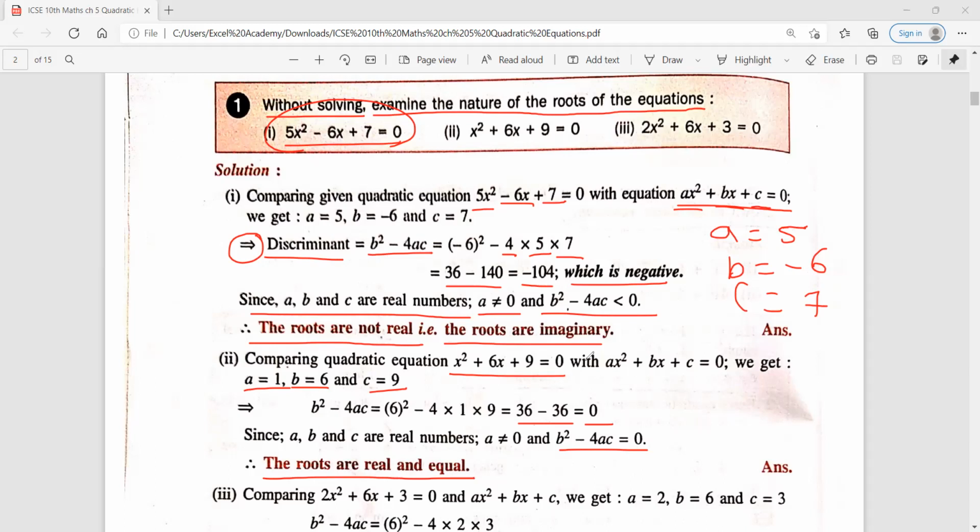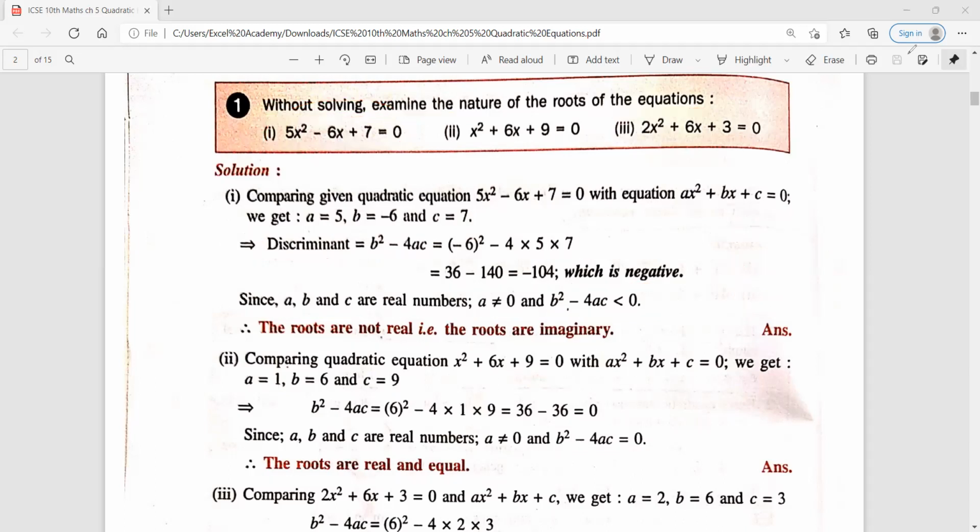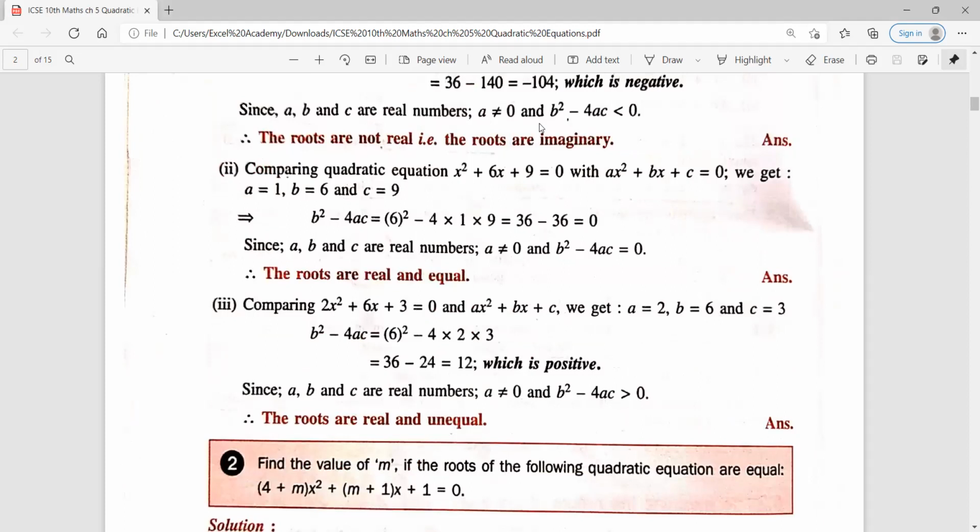मी सांगितलं तुम्हाला मगाशी equal काय येतात ते. आणि लास्ट बघा आता third one, 2x square plus 6x plus 3, on comparing with ax square plus bx plus c, we get a is equal to 2, b is equal to 6, c is equal to 3. So we have 6 square minus 4 into 2 into 3. So you get 36 minus 24, which is 12, which is positive. Any number which is greater than 0 is positive, and hence, since the discriminant is greater than 0, the roots are real and unequal. समजलंय?